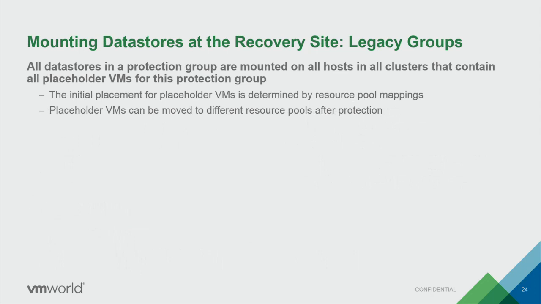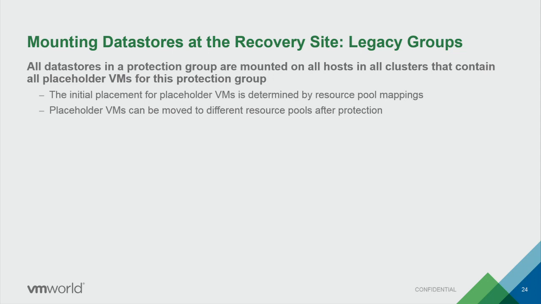Let's talk a little about how we determine where to mount datastores as part of the failover. For legacy protection groups, it's somewhat simple. When we protect a VM, we create a VM on the recovery side. We call it a placeholder VM. This VM is empty and has nothing in it. The only purpose of this VM is really just to reserve, quote unquote, a place in the inventory.